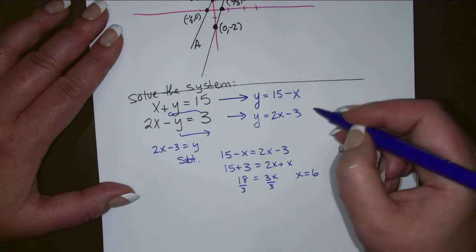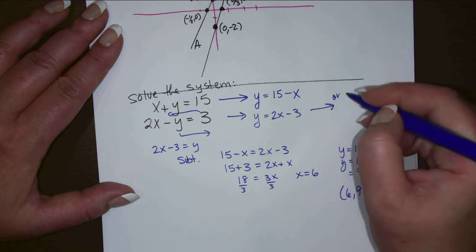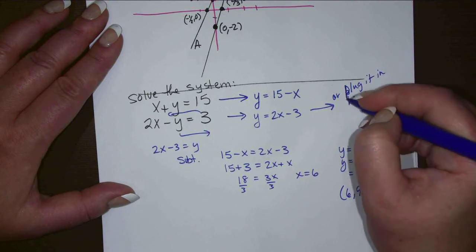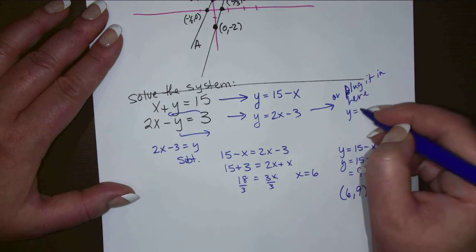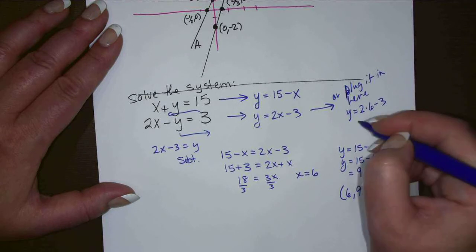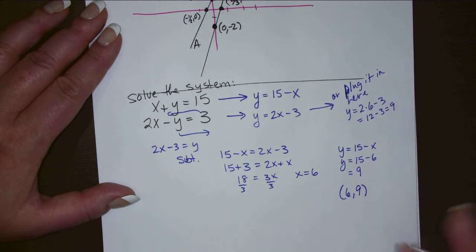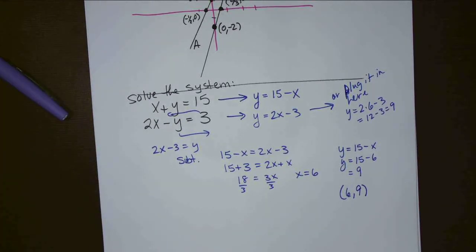Or you could plug it in here. It doesn't matter which equation. y equals 2 times 6 minus 3. 12 minus 3 is also 9, right? You'll get the same answer either way. So (6, 9). And all I asked to do in this question was just solve the system, so we're done.